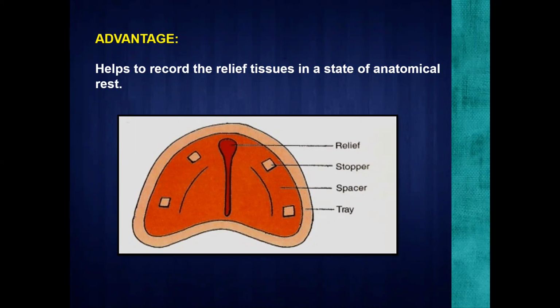So here in the diagram, we can see we have a relief area. This is the relief wax. These are the stoppers. This is the spacer, and this is the tray that has been fabricated over it.